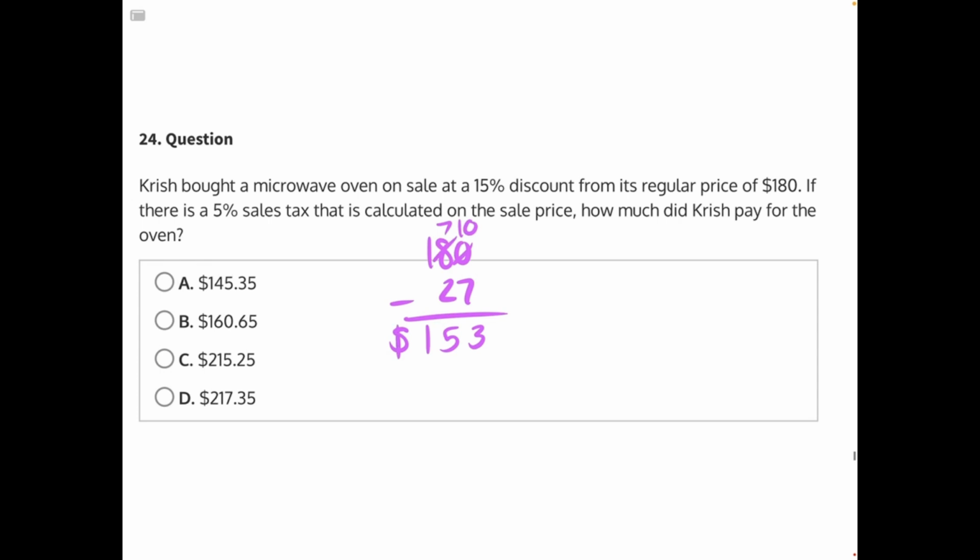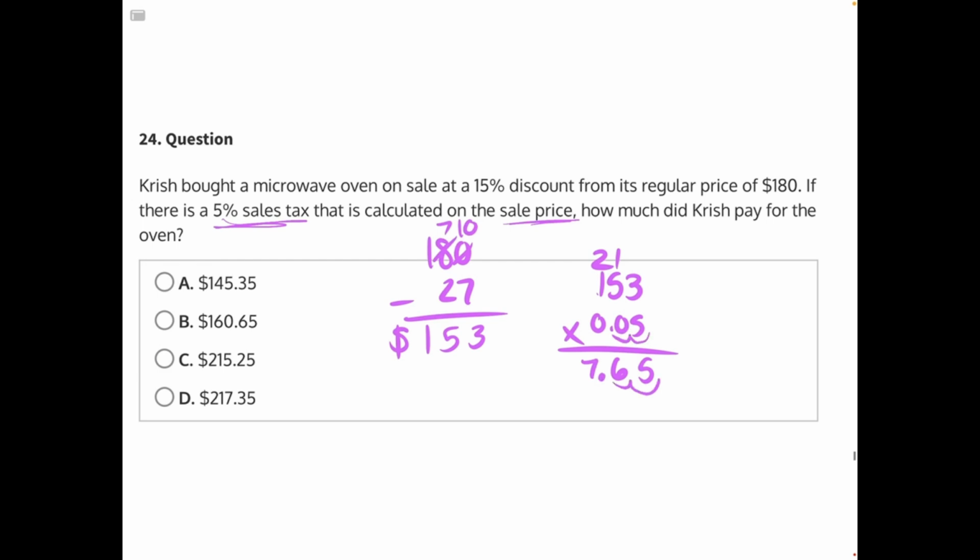Now we need to calculate the sales tax that is applied to the sale price. Sales tax is something that we have to pay, so that amount is going to be added onto this cost. Same as before, you can either do this by changing 5% into a decimal, 0.05, or you could do 5 out of 100 and do it in the fraction form. I'm going to use the decimal form, but you can do it either way. Take 153 times 0.05. 5 times 3 is 15, carry the 1. 5 times 5 is 25, plus 1 is 26. 5 times 1 is 5, plus 2 is 7. Count your places, apply them to your answer.